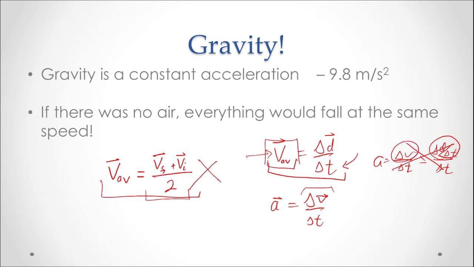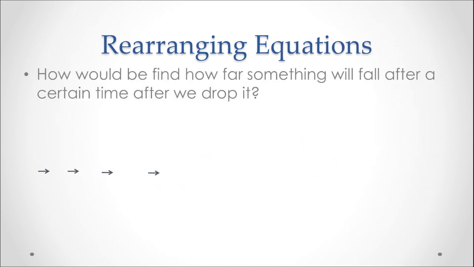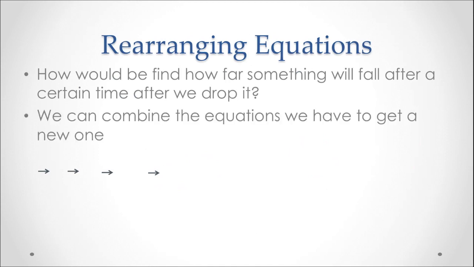And here you can see the average velocity is not Vf minus Vi, but Vf plus Vi over 2. So these are two completely different things. So we now have a new equation for a constant velocity. For example, if you drop something, can we find how far something will fall after a certain time after we drop it? Currently, with the equations we have, we do not have anything that combines everything together. But we can combine all these equations to get a new one.